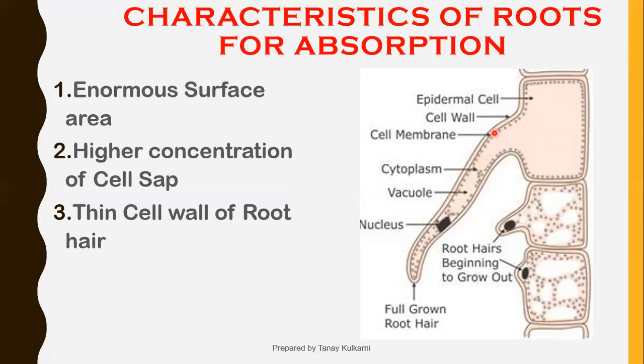Right? So this one single root hair will arise from the epidermal cell of the root, right? Because of the cytoplasmic streaming inside the cell, the length of the root hair will gradually increase, and this root hair will have a thin cell wall and thin cell membrane.